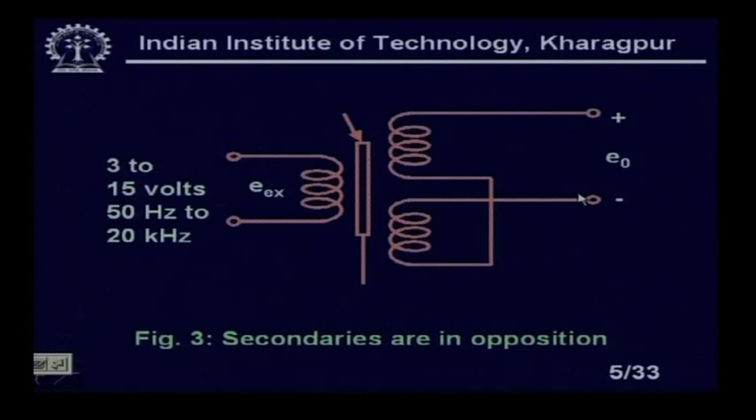What is the advantage of this? You see, in these cases, the advantage is that when the core is at the geometric null position, the output voltage E0 will be 0. If I put this core slightly up or slightly down, I will get a non-zero output voltage, right. At the null position, the two secondary output voltages are exactly in opposition, and they will cancel out, so I will not get any voltage at the output, right.